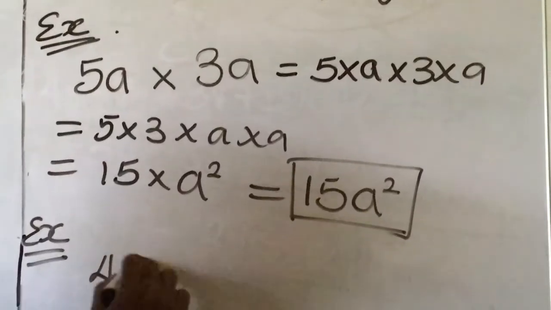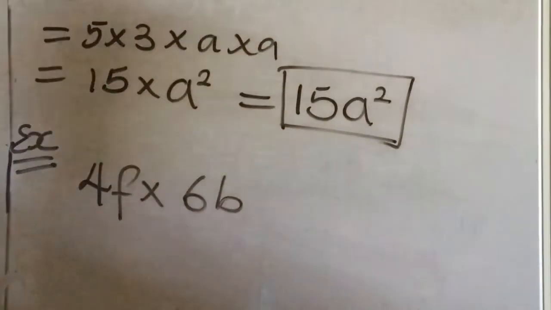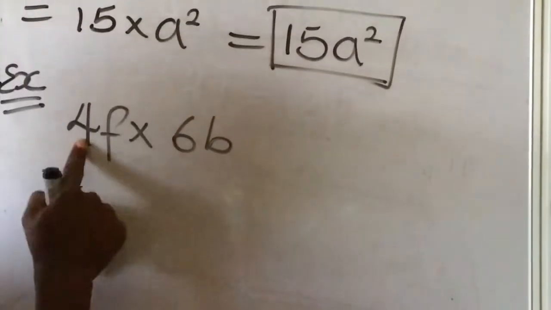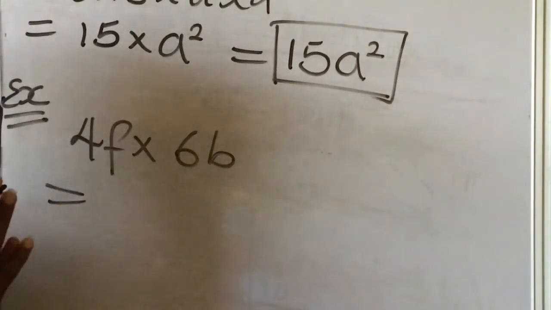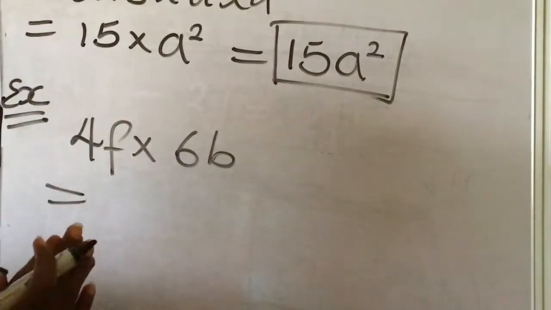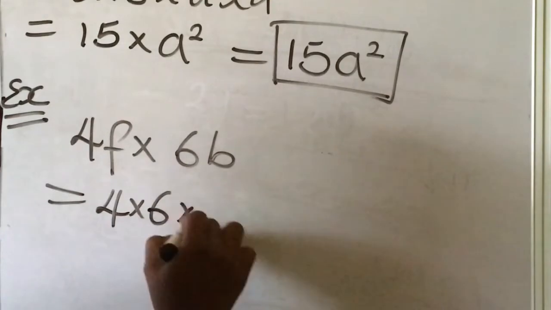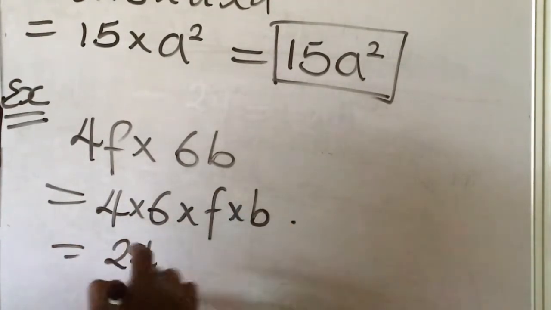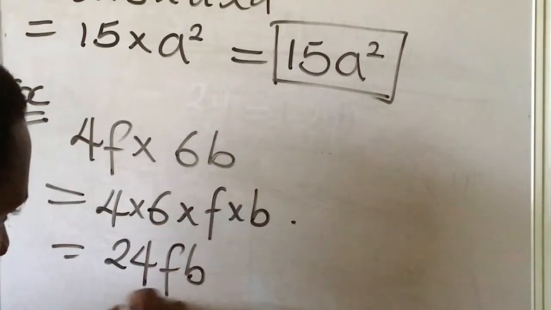You have 4f times 6b. Now, we have to solve something like this together. Simply put, 4 and 6, which are the coefficients, are going to multiply themselves together, while the variables will also multiply themselves together. So I have 4 times 6 times f times b, and that gives me 24. 4 times 6 is 24. F and b will be fb.